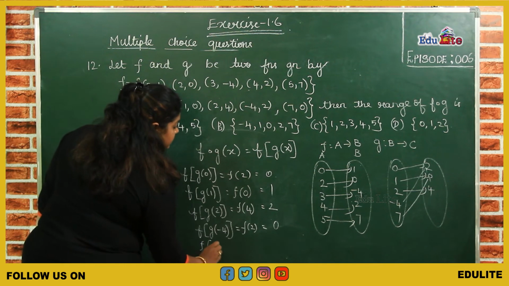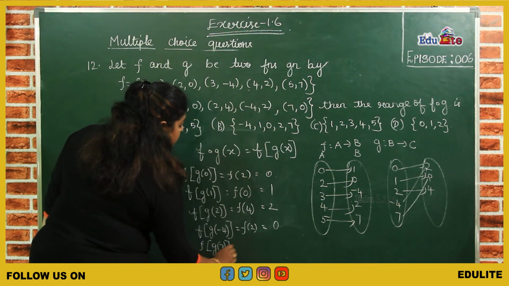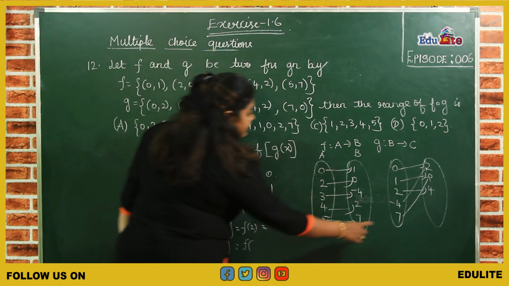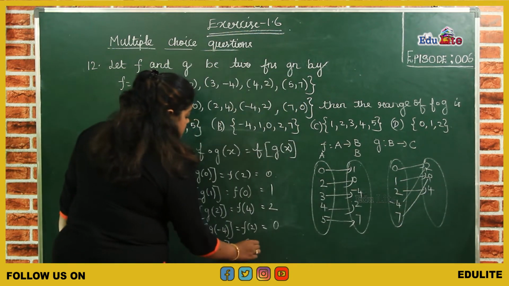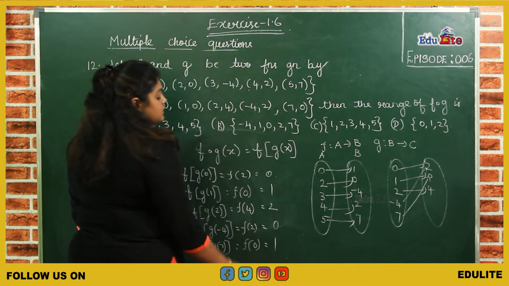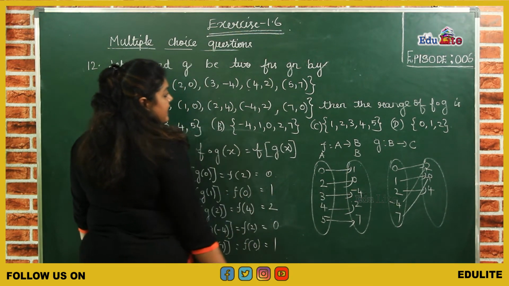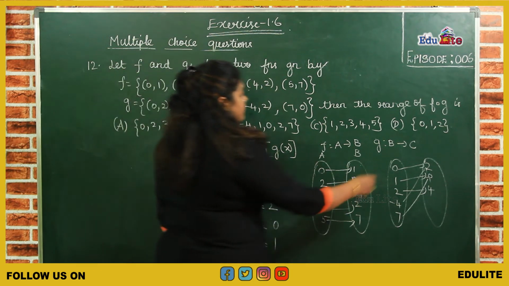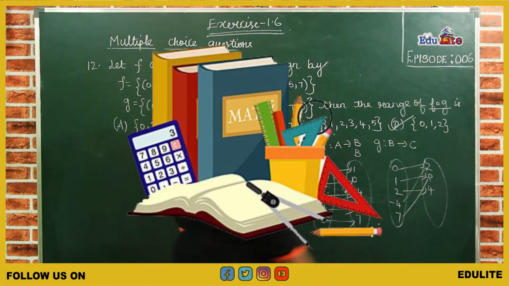Next, f of g of 7. Therefore, g of 7 is mapped to 0, and f of 0 is mapped to 1. So 0, 1, 2 is the range value for f composite g. So, option D is the right answer.